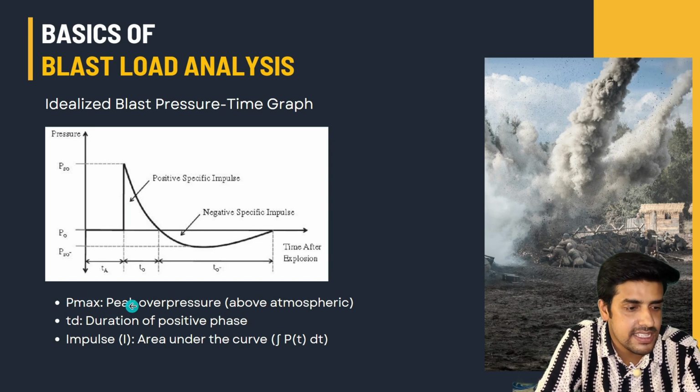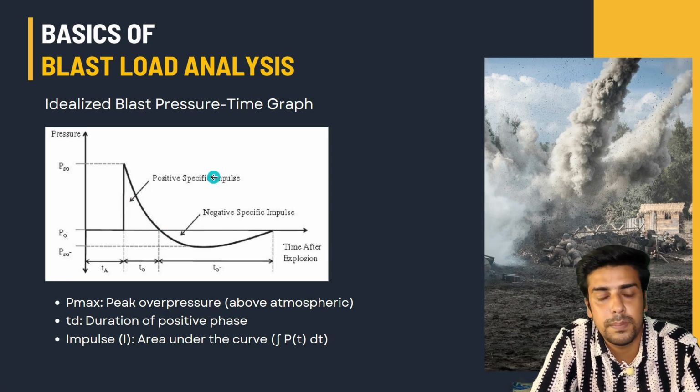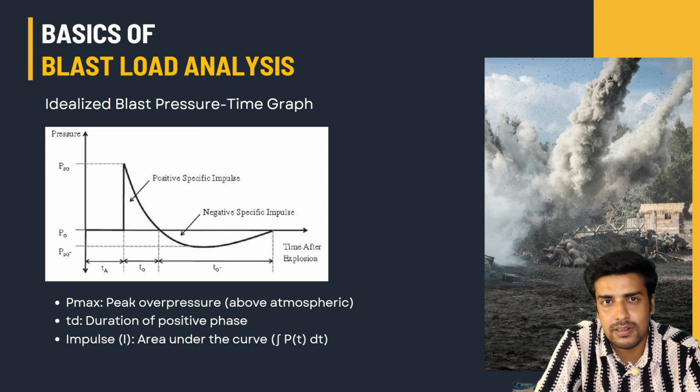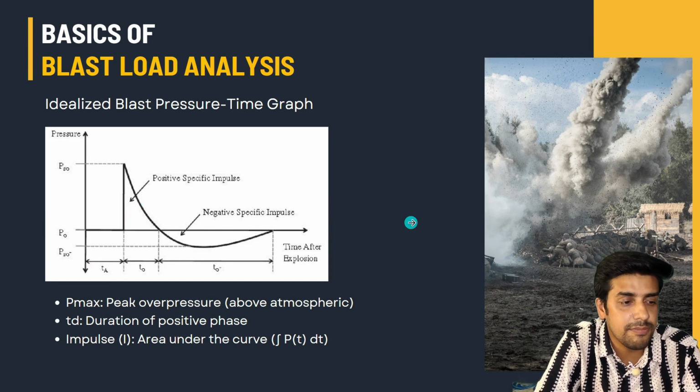P max is known as the peak overpressure, which is above atmospheric pressure. TD is the duration of the positive phase, and the impulse is the area under the curve, the integration of P(t) dt. This curve is our positive specific impulse. Generally the negative specific impulse is very low, so we can ignore it in our analysis. The positive impulse is very big and plays a vital role, so we are going to consider it. This graph plays an important role.